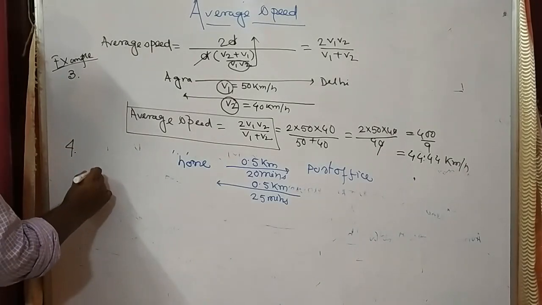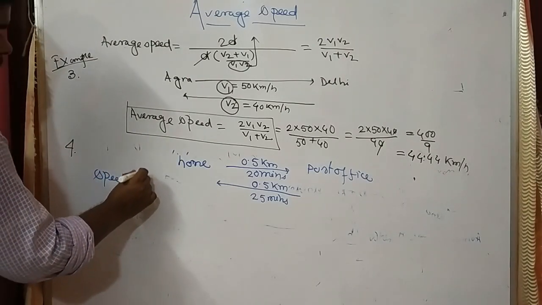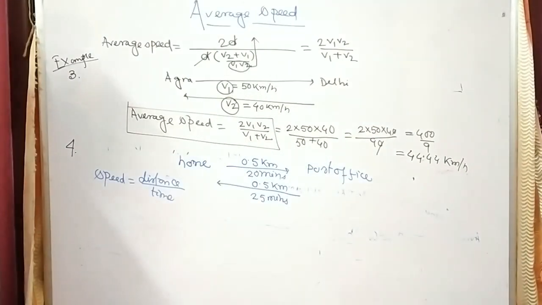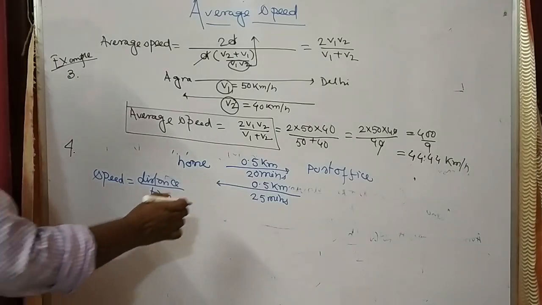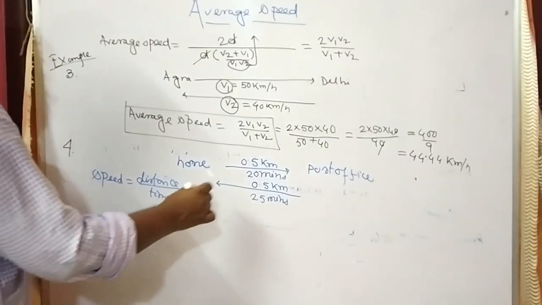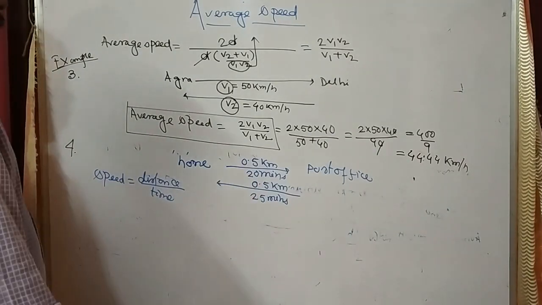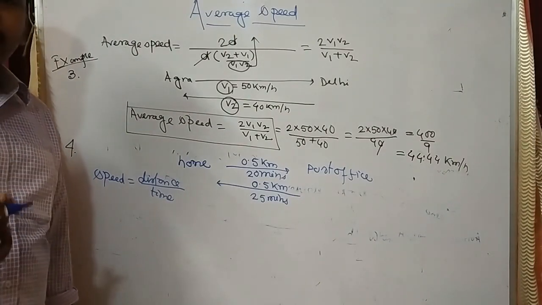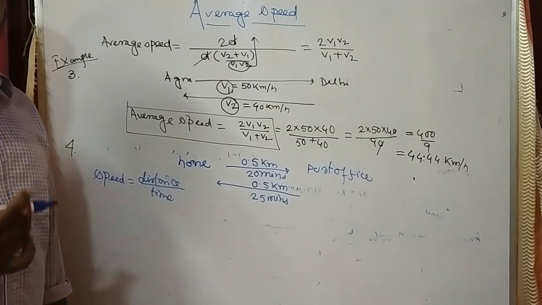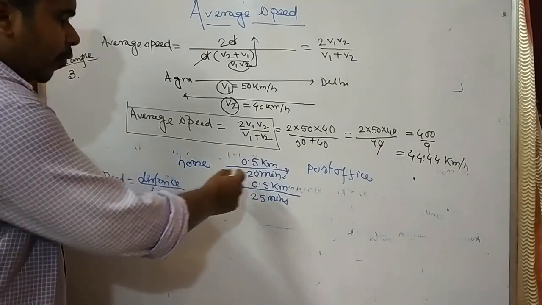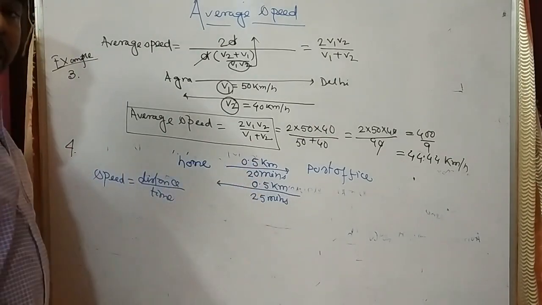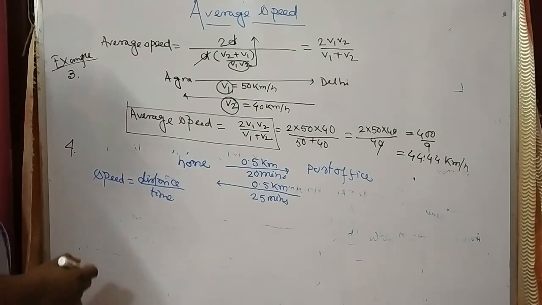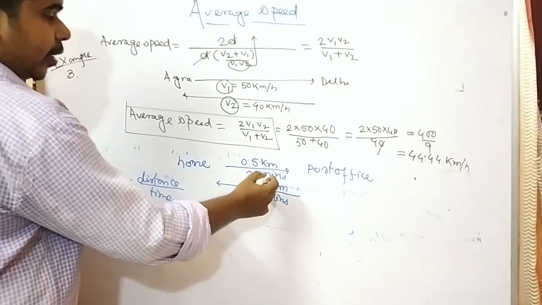Achha, if distance and time are given, can we find the speed? Yes, of course, because we know speed equals distance by time. So here what is the distance? 0.5 kilometer. What is the time? 20 minutes. Now see, we can find the unit of speed either in kilometer per hour or meter per second. But here, since time is given in minutes, here the time we have to convert into hours. Okay, so here it is given 20 minutes.